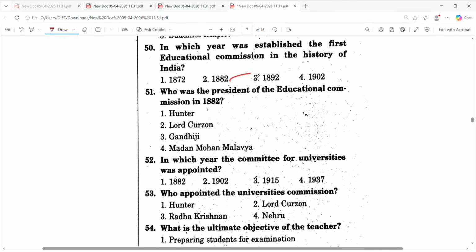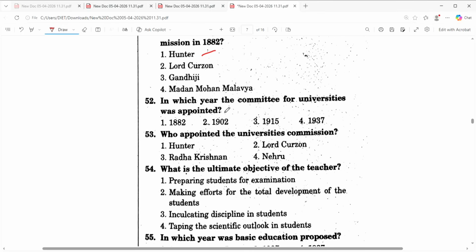51. The answer stands to be and which year the committee for the universities was appointed? So when we see, we have 4 options here and it is 1902. Here this is one of the question. Who appointed the University Commission? When we go for that one, 53, you have Hunter, Lord Curzon, Radhakrishnan and Nehru. The answer is Lord Curzon.